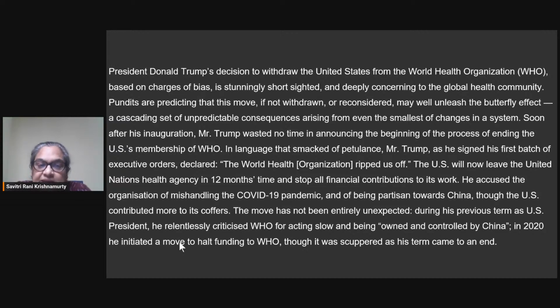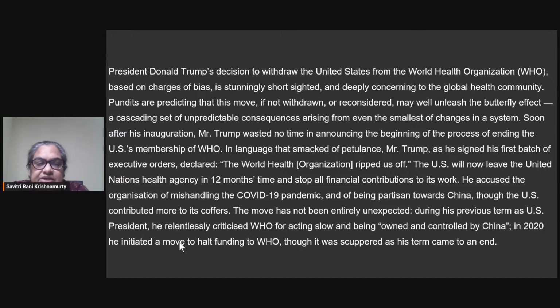Pundits are predicting that this move, if not withdrawn or reconsidered, may well unleash the butterfly effect. If Trump doesn't take back this decision, then it's going to have a terrible effect. It's going to have a cascading effect, meaning one after the other, like a waterfall, a cascading effect of unpredictable consequences arising from even the smallest changes in a system. One change will give rise to a series of changes. That's what is called the cascading effect.